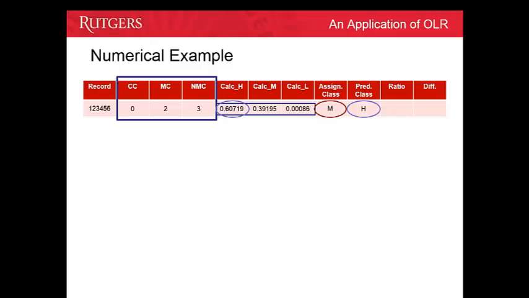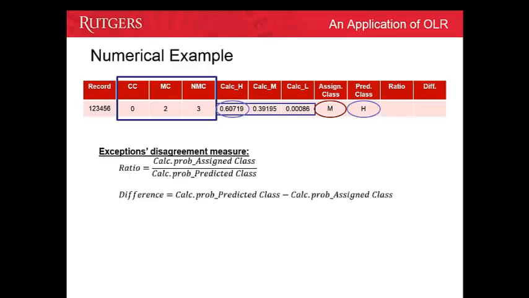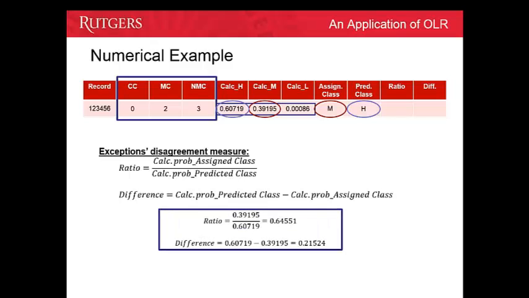Now we want to know how far off the auditors were from the predicted value. We used those two metrics as mentioned before. We looked at the calculated probability of the assigned class. So the assigned class is medium. We look at the calculated probability that this case is of medium risk. And when we do the calculations, we find that the ratio is 0.64551 and the difference is 0.215.